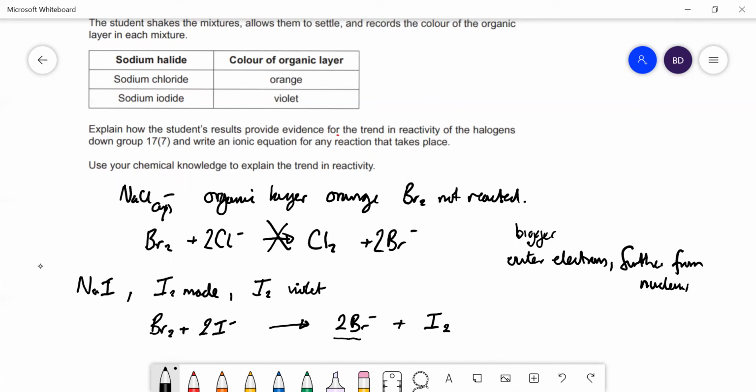And again, why does that happen? Well, it's because bromine is a better oxidizing agent than iodine.